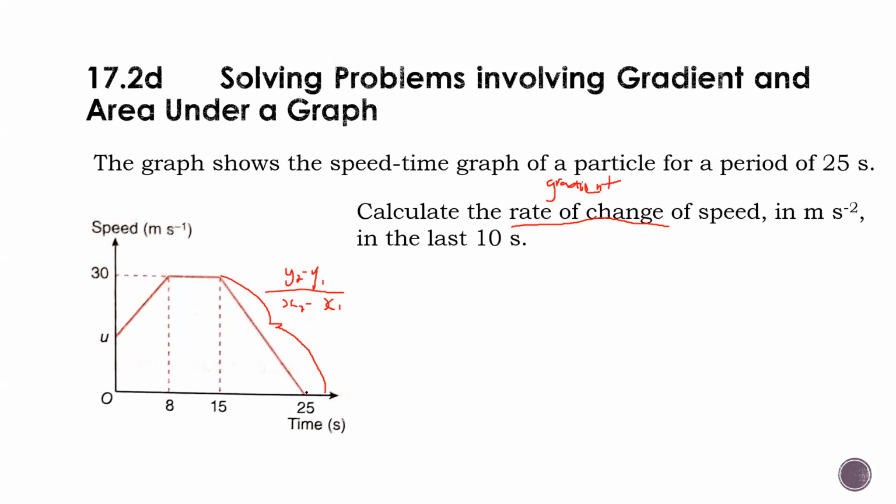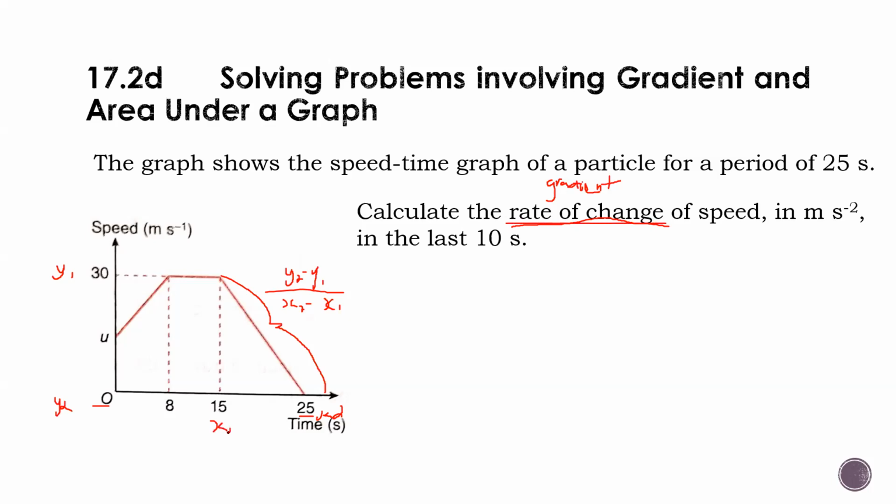Okay, so y2 is 25. Okay, y1, no, y2 is 0. Sorry, 0. This one is y2. Why is this one y2? Why is normally y2 higher? No, because you see this is decreasing, so it's a negative gradient. This one is y1. So y2 is the final one, so final minus initial. So this one is x2, this one is x1.